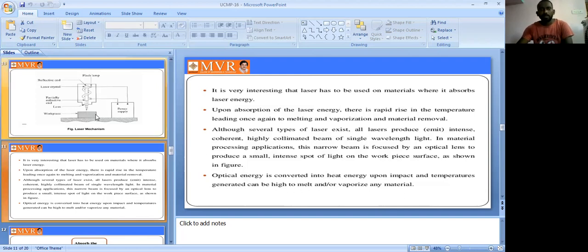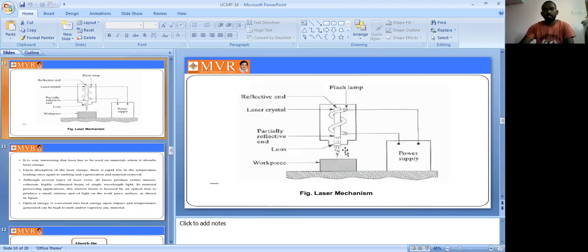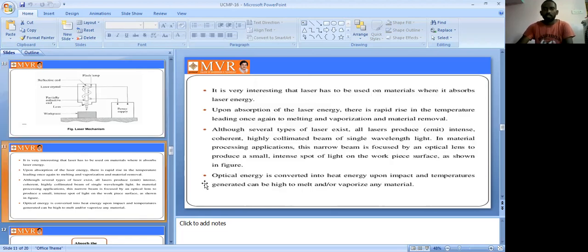సో ఈ ఆప్టికల్ లెన్స్ దగ్గర లేజర్ ఎనర్జీ ఏమవుతుంది, హీట్ సోర్స్ అనేది థర్మల్ ఎనర్జీగా కన్వర్ట్ అవుతుంది. Upon impact, the temperature generated can be high enough to melt and vaporize any kind of material. సో ఎప్పుడైతే ఈ ఆప్టికల్ ఎనర్జీ అనేది చూడండి అమ్మా, ఇక్కడ వరకు లేజర్ ఎనర్జీ అనేది ప్రొడ్యూస్ అవుతుంది లెన్స్ వరకు. లేజర్ ఎనర్జీ ఎప్పుడైతే వర్క్ పీస్ మీద రిఫ్లెక్ట్ అవుతుందో అప్పుడు మనకి ఏమవుతుందంటే థర్మల్ ఎనర్జీ అనేది ప్రొడ్యూస్ అవుతుంది. దట్ ఈస్ ద మేజర్ పాయింట్.